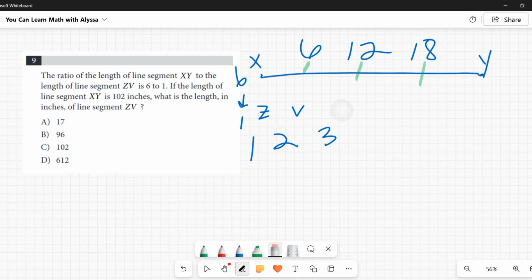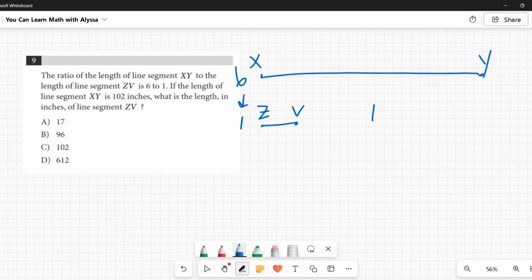So we don't know the exact length of these two lines yet. We haven't been told that yet. But we know this is the proportion. This is the relationship between these two. ZV is 1/6 of XY, 6 to 1. That's another way we can write it. It means the same thing.